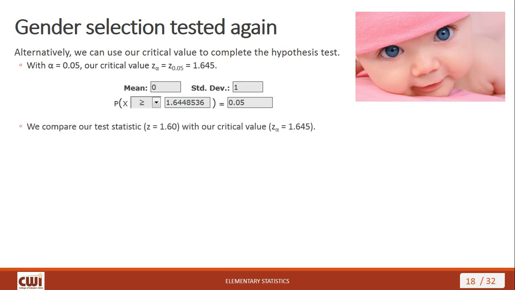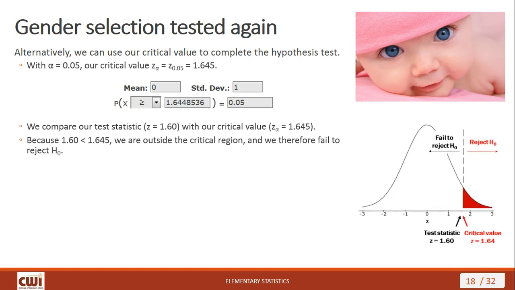Now we compare our test statistic with our critical value. Our test statistic is 1.6. We compare it with our critical value of 1.645. 1.6 is less than 1.645. Therefore, we are outside the critical region, and we therefore fail to reject H0.